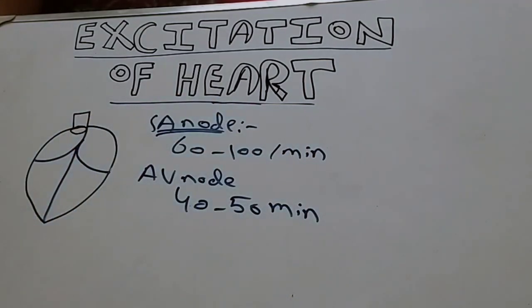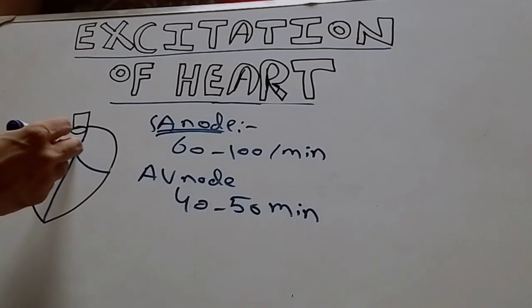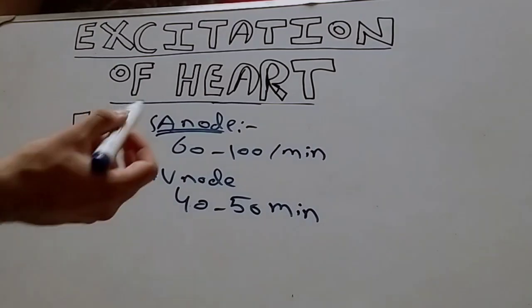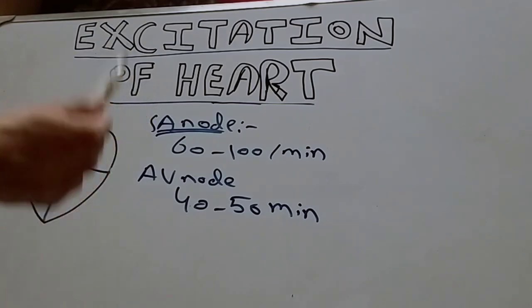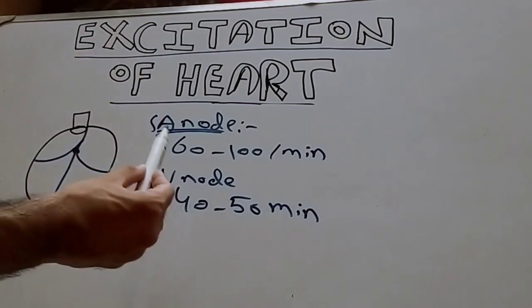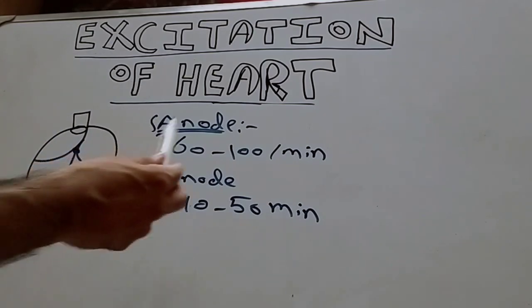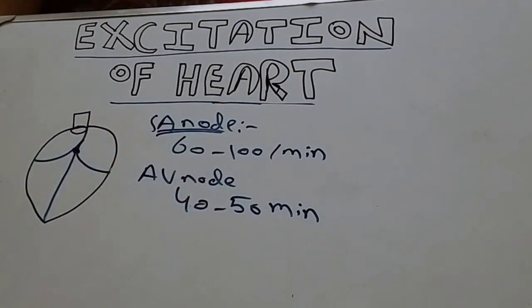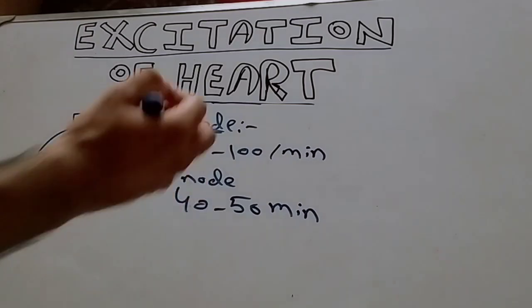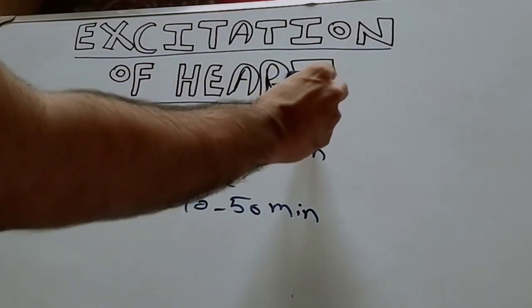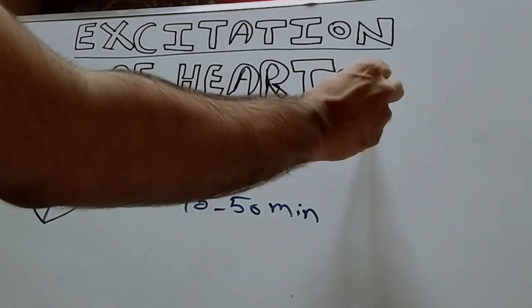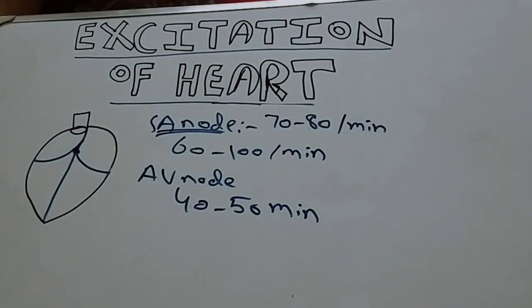If we talk about the location of the AV node, just here at the junction of the atria and ventricles, the AV node is present. Now the exact impulses which the SA node generates is 60 to 100 times per minute, but we know that there are parasympathetic fibers innervating this portion of the heart. So that's why the impulses can be 70 to 80 times per minute. This was the information on the number of impulses generated by both of these nodes.